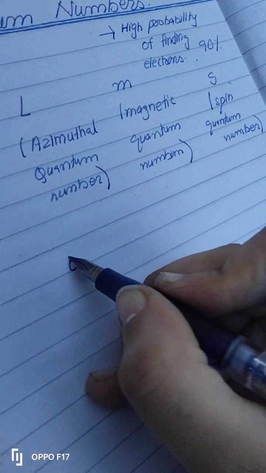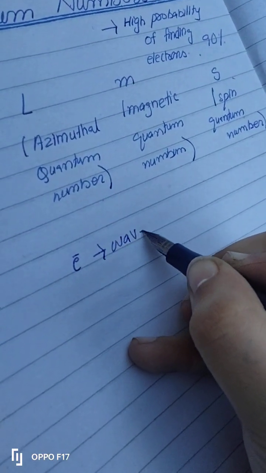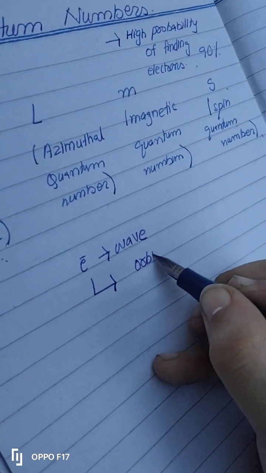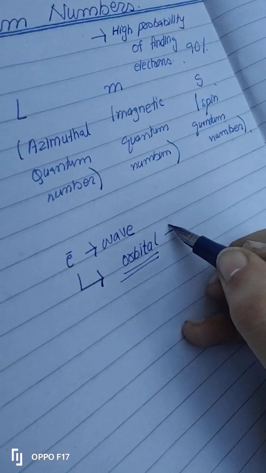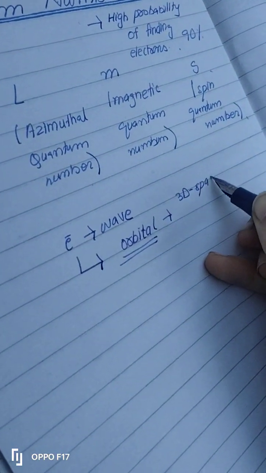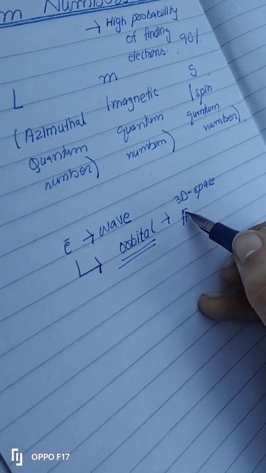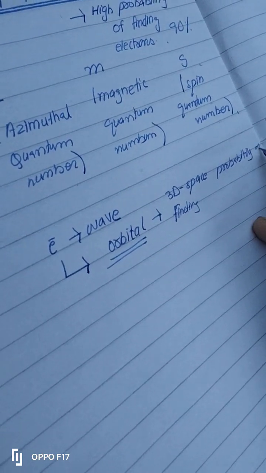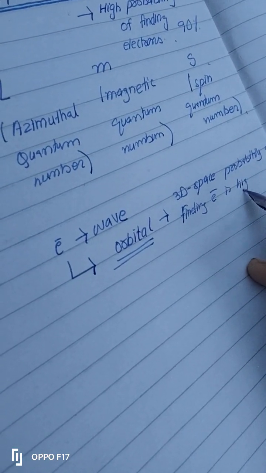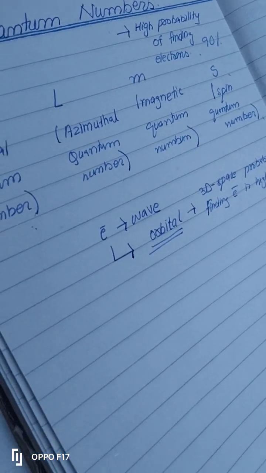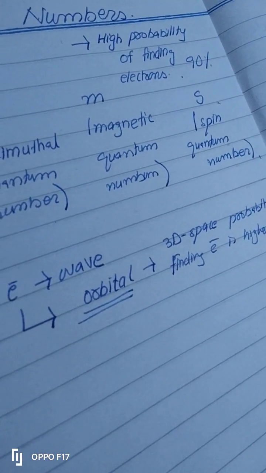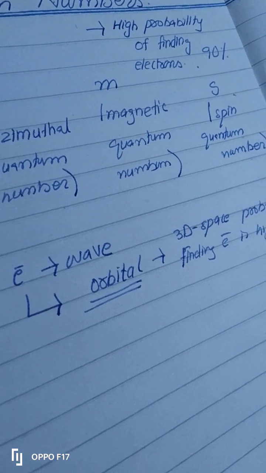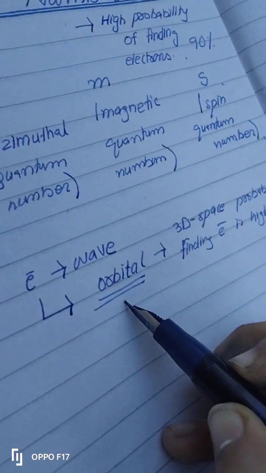So now we know that the electron is a wave, right? And the probability of finding the electron is described by the orbital. What is an orbital? An orbital is a 3D space where the probability of finding the electron is highest. Electron is a wave, so obviously it will move in a region, in a space where the probability of finding the electron is highest. That space is known as an orbital.